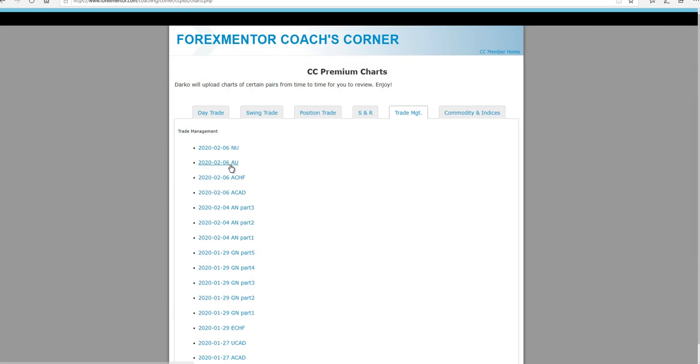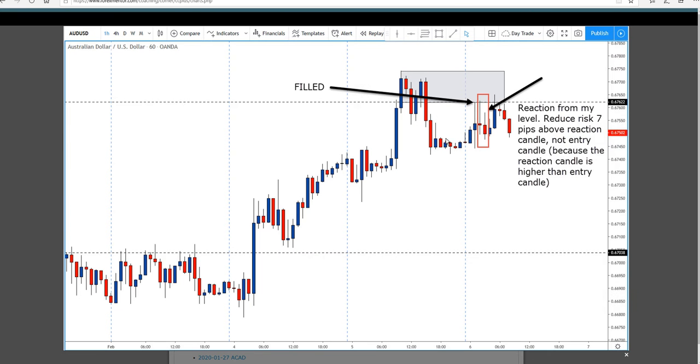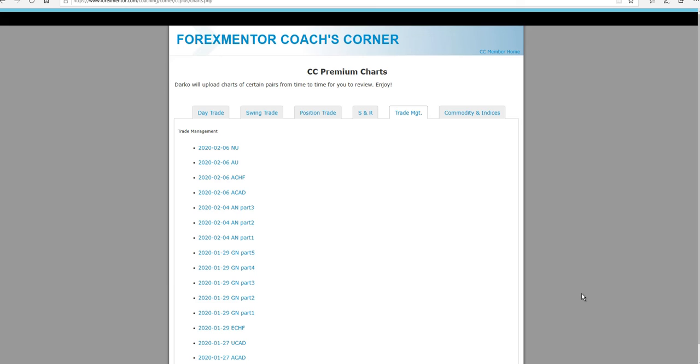And finally, we'll go to the Aussie US dollar. And this one here got hit in here, filled. Reaction from my level right away, went straight down. So you move your stop 7 pips above this one, and it never got hit either. Can you see how incredibly valuable it is to have these screenshots? I just can't see how this cannot be viewed as the most transparent and easy to follow approach that you're going to find. And boy, have we ever had some very nice comments and feedback from our members. They're pretty happy with it.